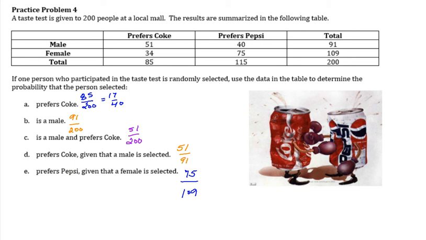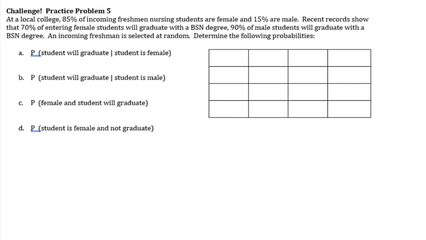All right, let's take a look at the challenge problem before you have a chance to work on your homework. The reason I call this challenging is because we've got all these givens and subsets of people, and it's a pretty challenging problem. So let's look at it. A local college, 85% of incoming freshman nursing students are female and 15% are male. Recent records show that 70% of entering female students will graduate with a bachelor's in nursing, and 90% of male students will graduate with a bachelor's of nursing degree. If you randomly select an incoming freshman, we want to know the probabilities of A, B, C, and D.